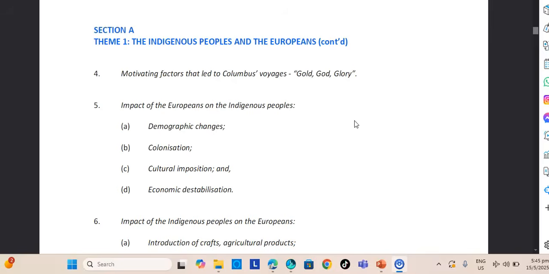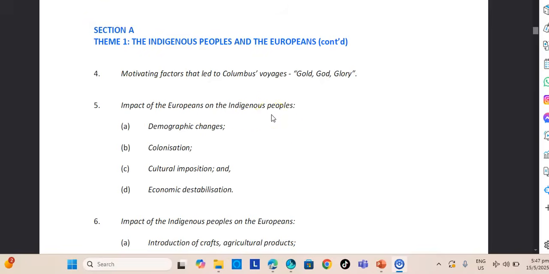So, in concluding, Columbus' voyages were the result of intersecting motivations: economic greed, religious zeal, national rivalry, technological progress, and personal ambition. These factors led to the famous 1492 journey, which opened the door to European exploration and colonization of the Americas. So you should be able to explain the factors that led to Columbus' voyages. Now we're going to look at the impact of the Europeans on the indigenous people.